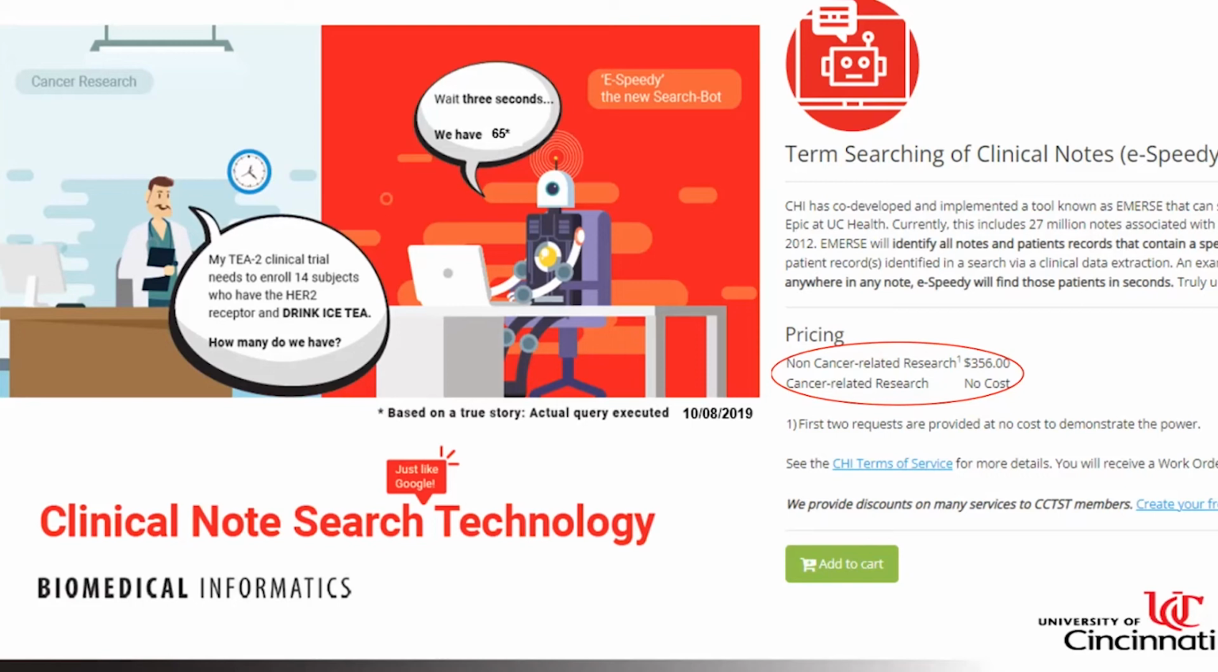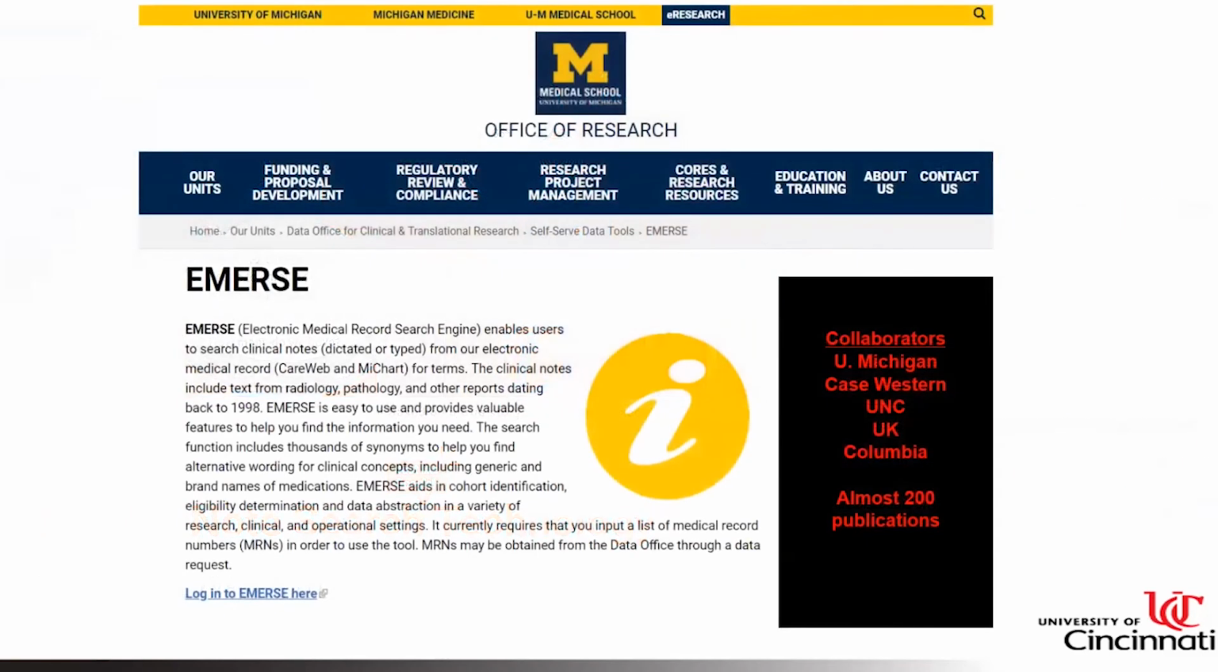So you can imagine if you're trying to find patients, why would you look through all of these chart reviews when the term you're looking for is not even there? You still have to review the notes, but this tells you which ones to look at.